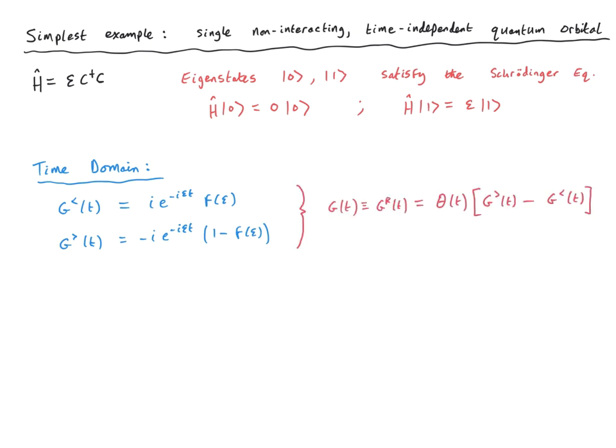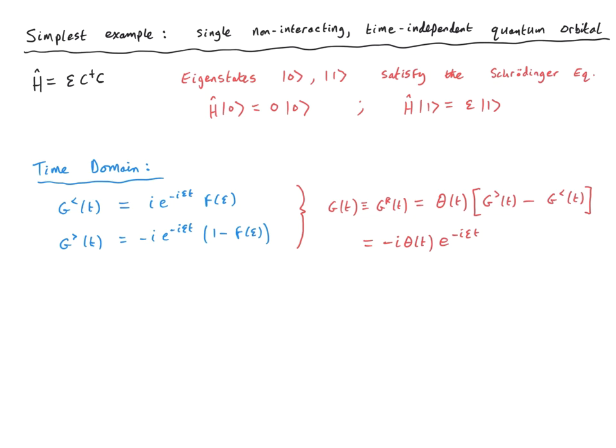In particular, we're now in a position to calculate the retarded Green's function g of t. As we showed earlier, this is simply θ of t, the Heaviside step function, multiplied by g greater minus g lesser. We can now simply substitute in our expressions for g lesser and greater and find out an explicit expression for g retarded. When we do that, we find that g retarded is simply minus i θ of t times e to the minus iεt. The Fermi functions exactly cancel out.